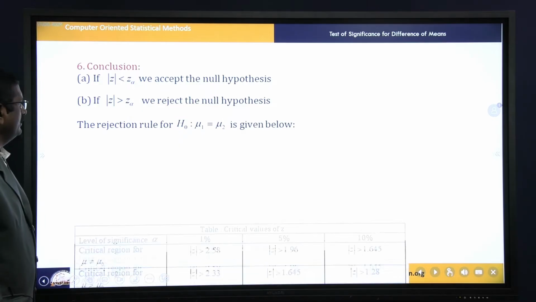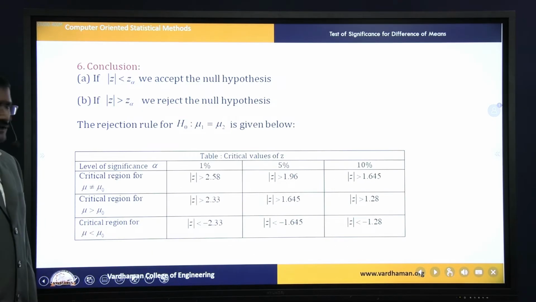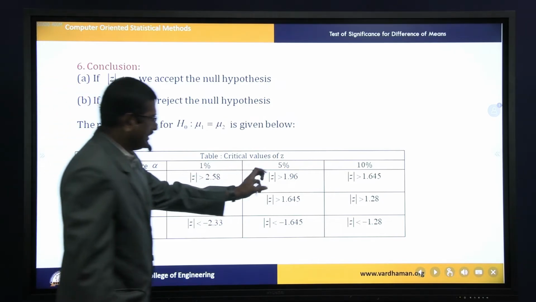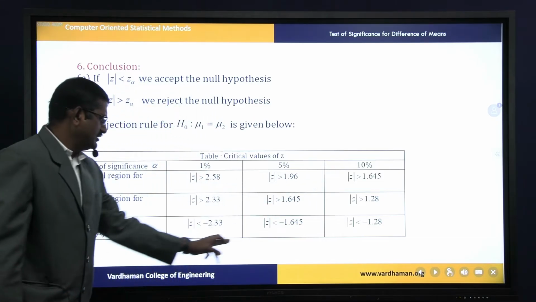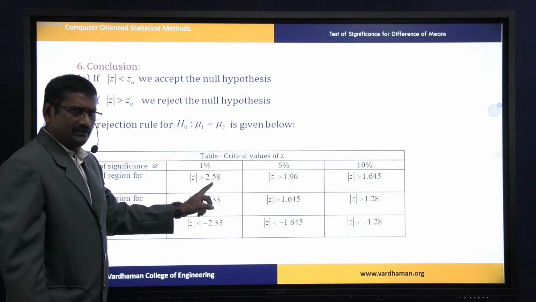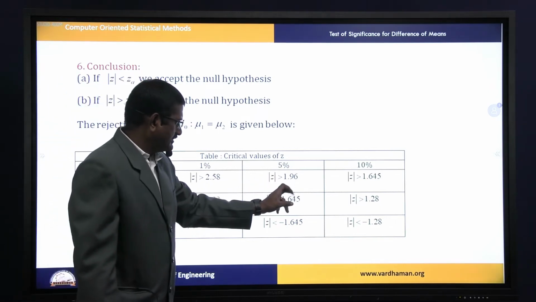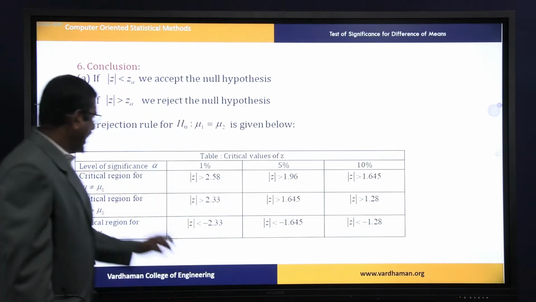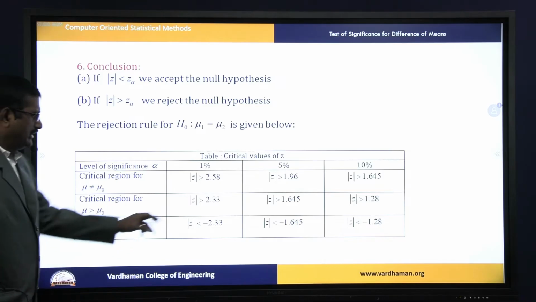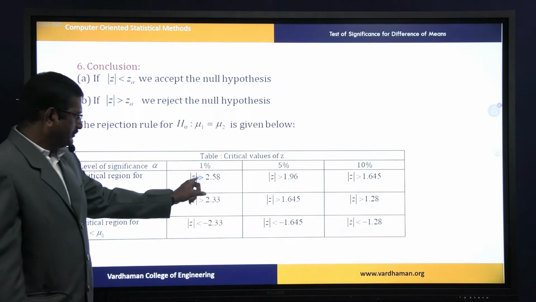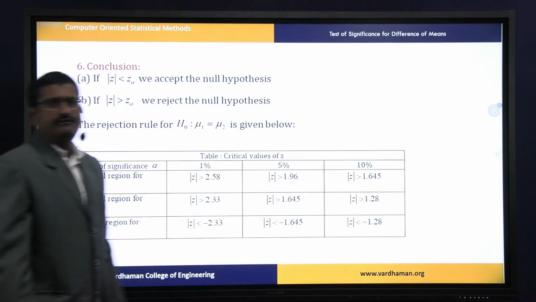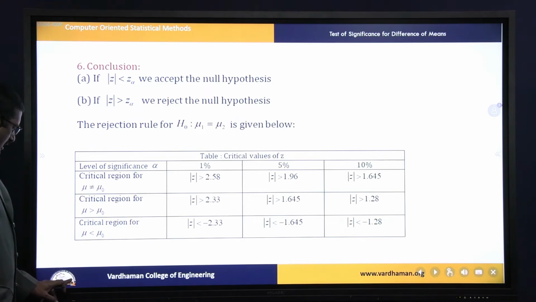The rejection region of H0 is as mentioned below; we reject it at the 1% level, 5% level, and 10% level. For a two-tailed test, we reject H0 when the z value is greater than 2.58, greater than 1.96, and greater than 1.645 respectively. For left-tail and right-tail tests, we reject the null hypothesis when the values are 2.33 at the 1% level, 1.645 at the 5% level, and 1.28 at the 10% level.